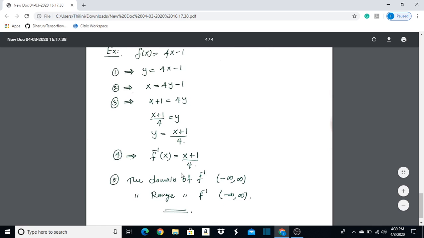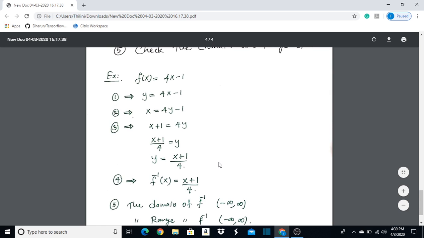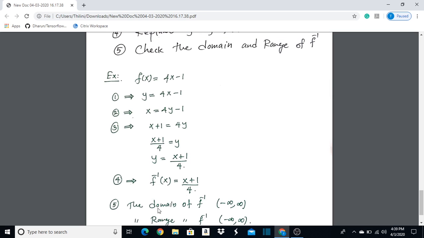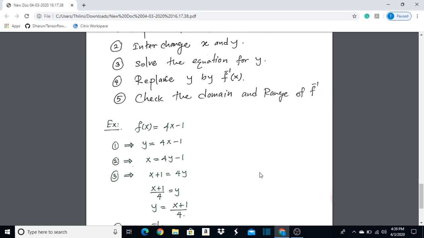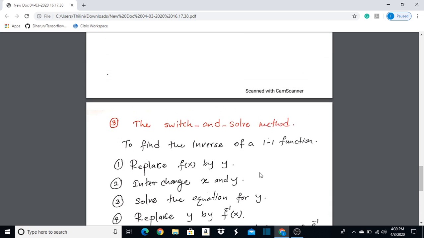And then you can check the domain and the range of the f inverse function. It is easy to determine that since this is a line, the domain and the range are negative infinity to positive infinity. Both are the same. And for this function also, this is also a line, and the domain and the range are from negative infinity to positive infinity. So that's the end of inverse functions.